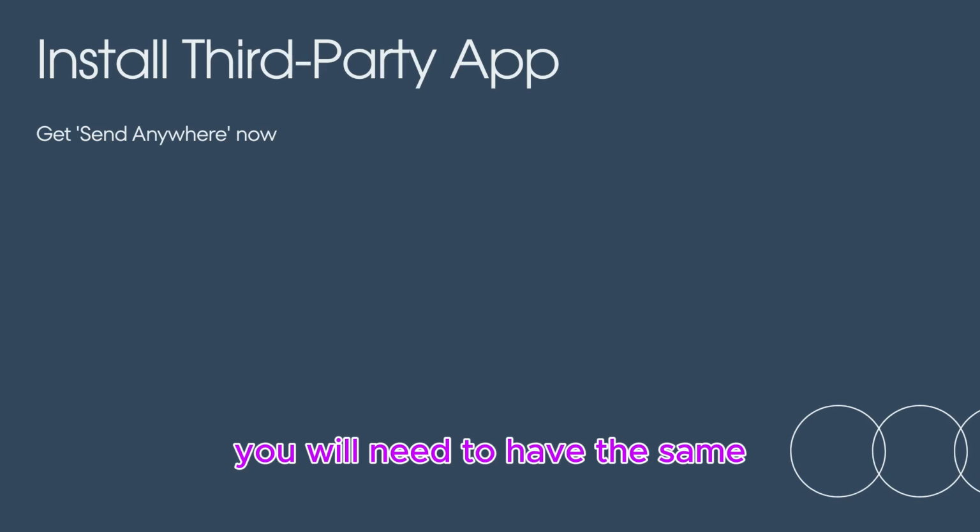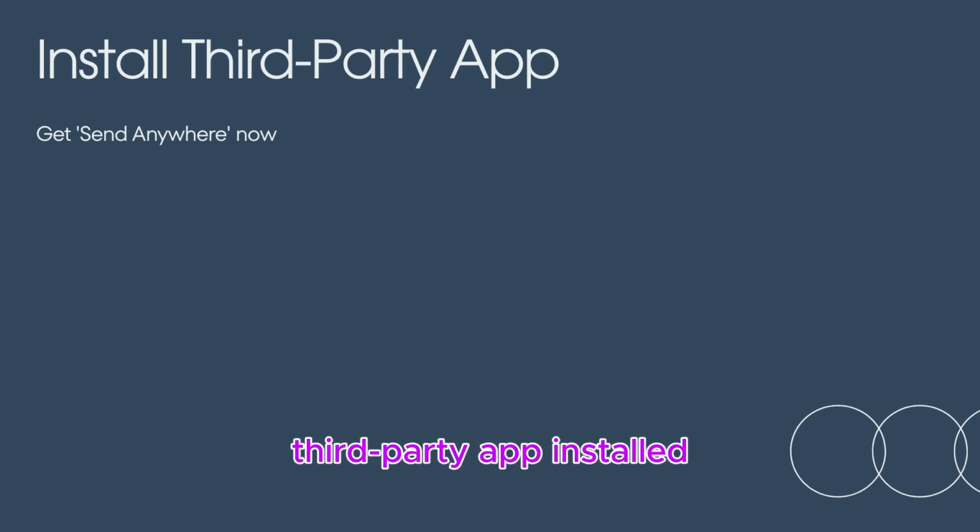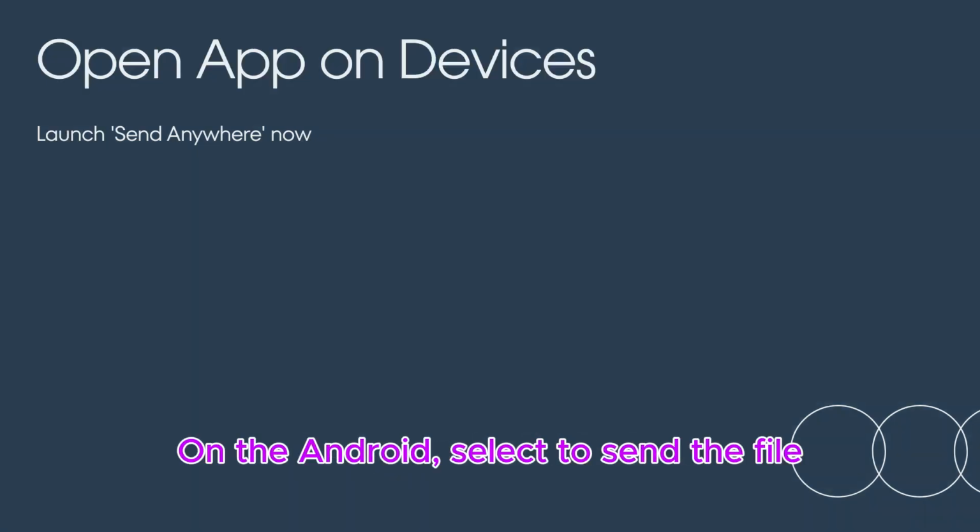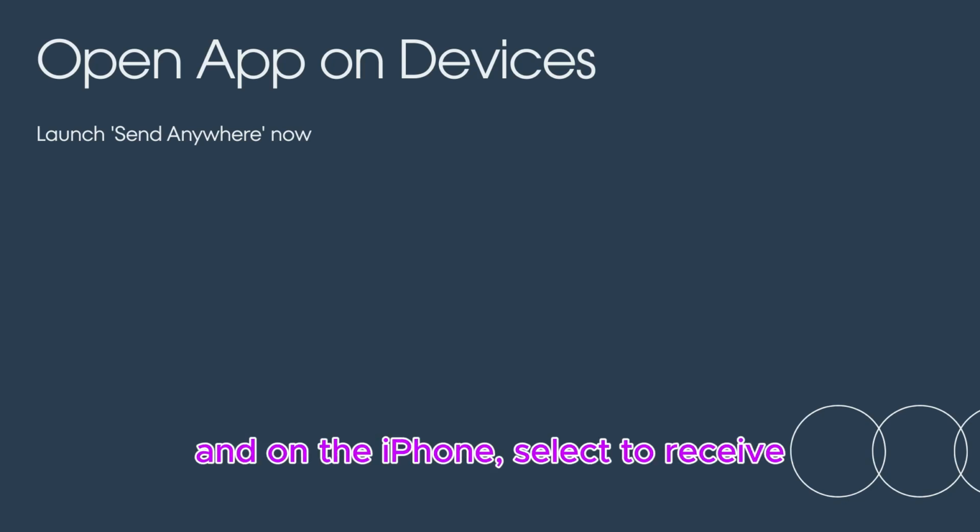For the iPhone, you will need to have the same third-party app installed, such as Send Anywhere from the App Store. Open the app on both devices. On the Android, select to send the file, and on the iPhone, select to receive.